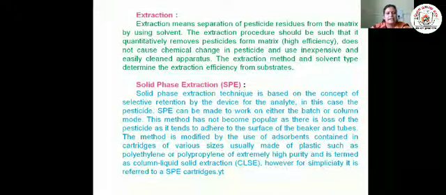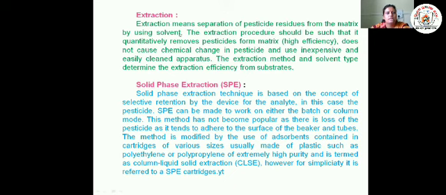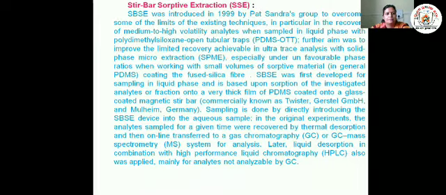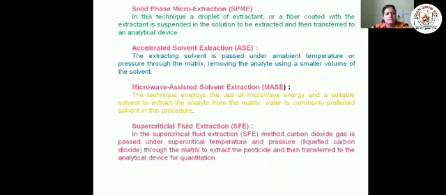Extraction, what is that? Extraction means separation of pesticide residue from the matrix by using a solvent. The extraction procedure should be such that it quantitatively removes the pesticides from the matrix, does not cause chemical changes in the pesticides, and uses inexpensive and easily cleaned apparatus. The extraction method and solvent type determine the extraction efficiency from the substrate. All these are the methods of extraction. Make screenshots of this slide for your further reference.